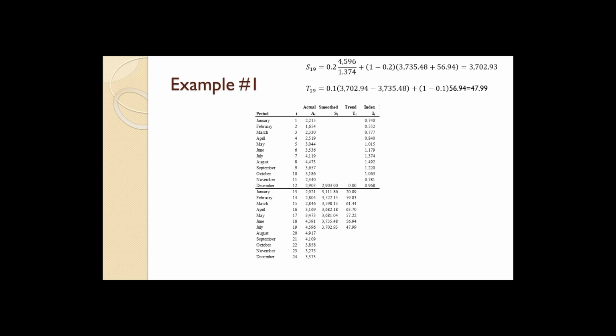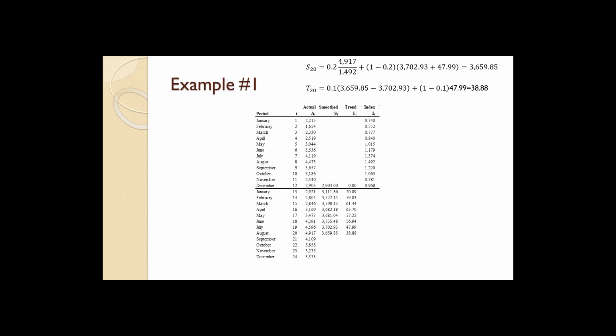For July, S sub t equals 0.2 times 4,596 divided by 1.374 plus 1 minus 0.2 times 3,735.48 plus 56.94 equals 3,702.93. And for T sub t, 0.1 times 3,702.93 minus 3,735.48 plus 1 minus 0.1 times 56.94 equals plus 47.99.